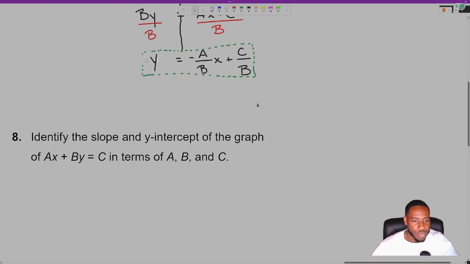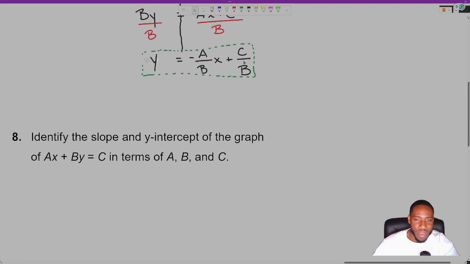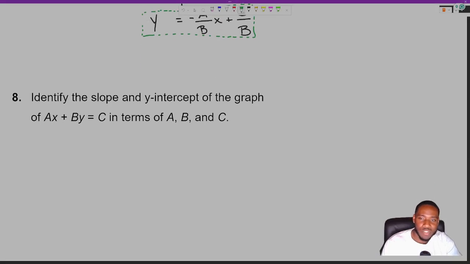We're going to go down to number 8, where they ask us to identify the slope and the y-intercept of the graph of ax plus by equals c in terms of a, b, and c. So we're going to rewrite that equation we just got in slope-intercept form to help us do that. And that was y is equal to negative a over b times x plus c over b.